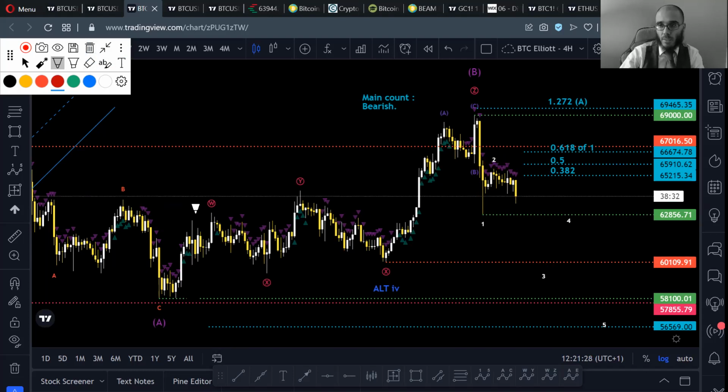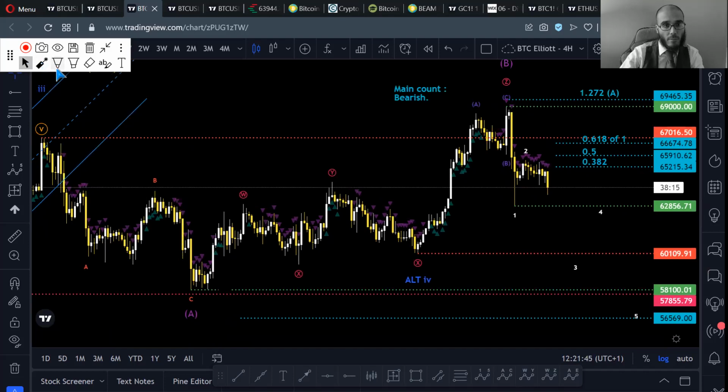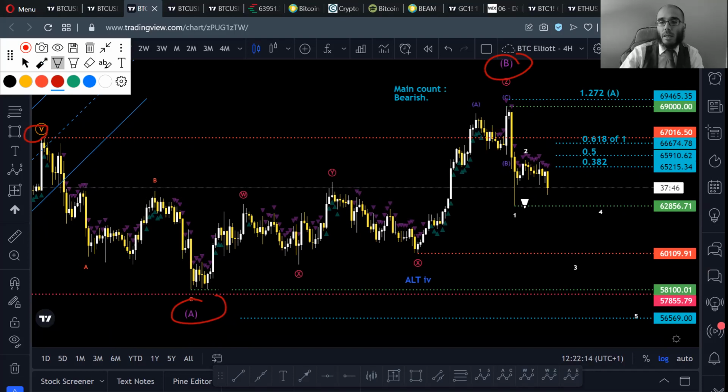Since we are on the 3-hour chart, I'm taking the occasion to talk about what kind of flat we could be having. So the first kind of flat is called an irregular or an expanded flat. And that means that wave A starts here, and then you have wave B, which goes above the top of wave A. And then you should get a wave C, which goes below the bottom of wave A. That's called an expanded flat or an irregular flat.